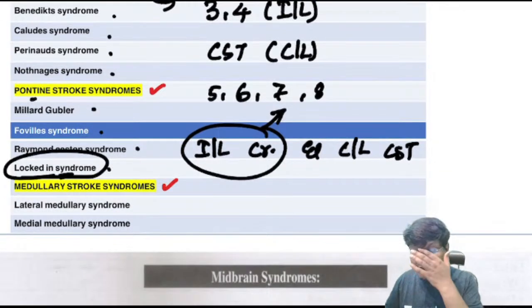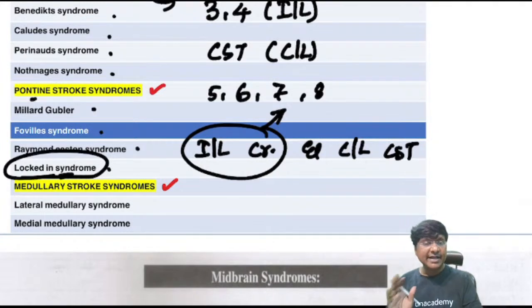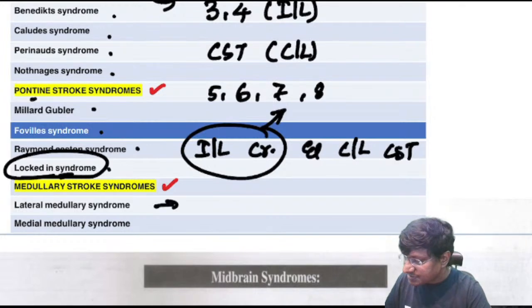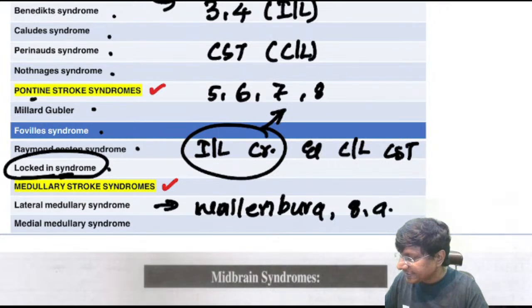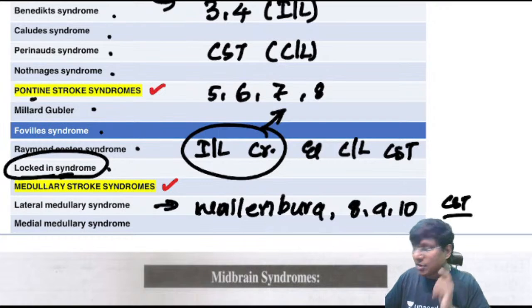Okay, next, then you have medullary stroke syndromes. Regarding medullary stroke syndromes, there are two syndromes: lateral medullary and medial medullary. Sometimes they will ask you by the other name, which is nothing but Wallenberg. And what are the structures which are affected in Wallenberg? That is the 8th, 9th, 10th, and corticospinal tract on the opposite side.